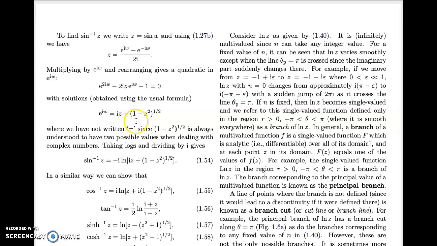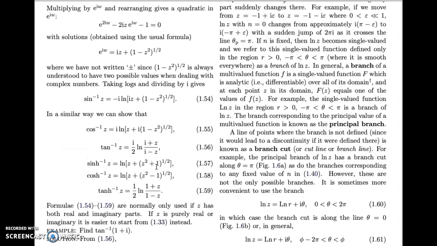And then all you have to do next is obviously just take logs and divide by i. So you take logs on both sides and divide by i, which is equivalent to multiplying by minus i, and that gives you the formula for inverse sine z. And in very similar ways, you can show these other formulae here.